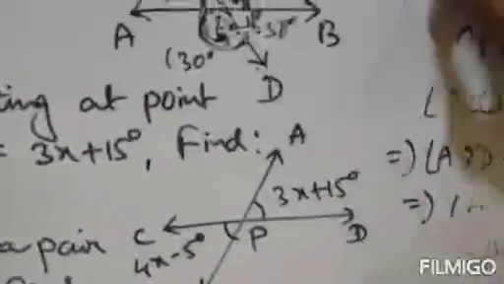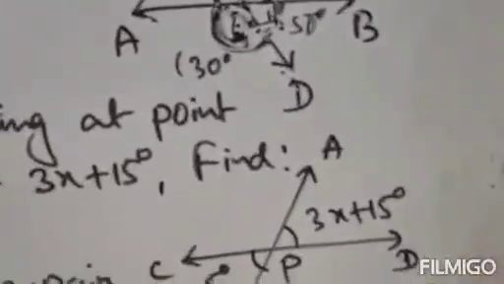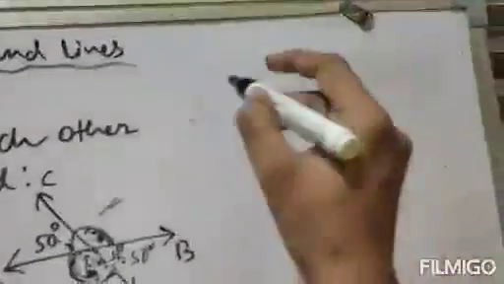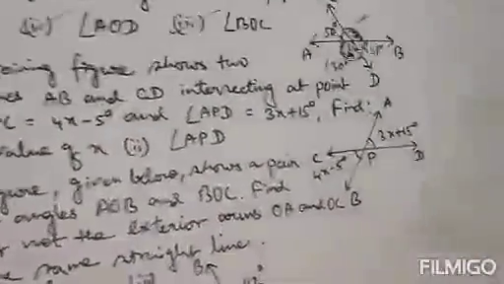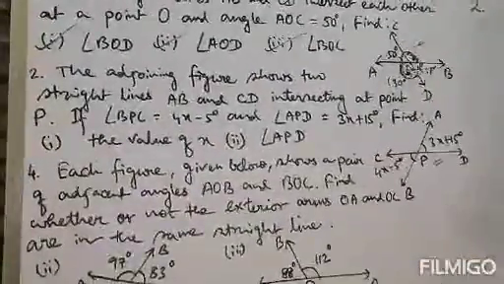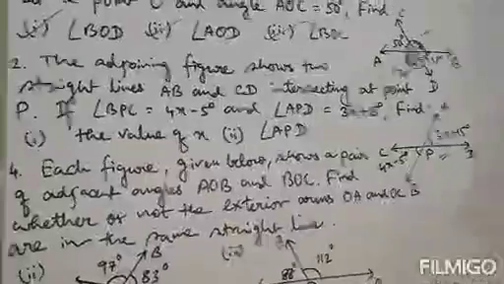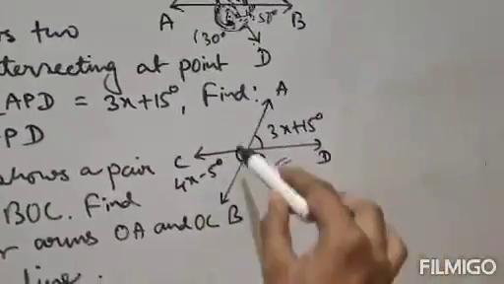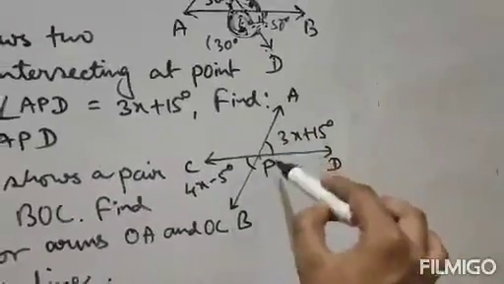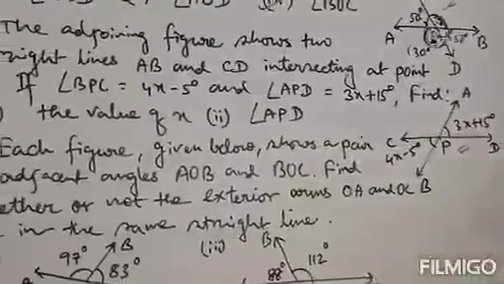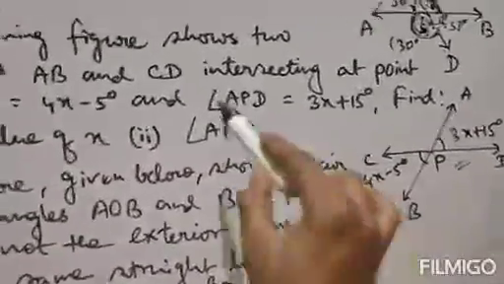Next, question number 2. Question number 2 states the adjoining figure, that is the figure given with question number 2. The adjoining figure shows two straight lines AB and CD intersecting at point P. Two angles are given, angle APD and angle BPC. Clear? So we have to find the value of x, as well as angle APD.